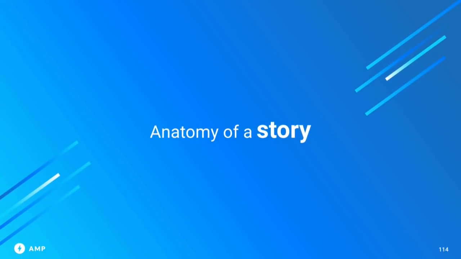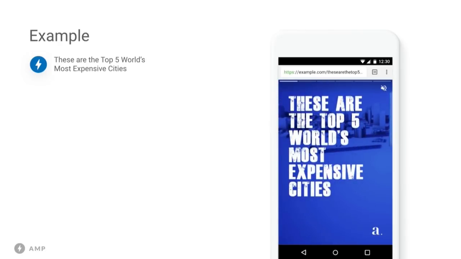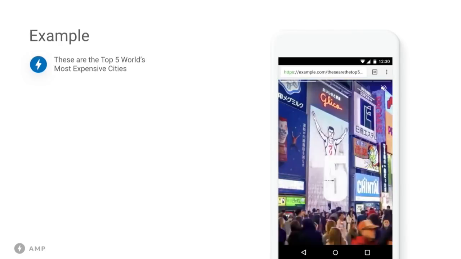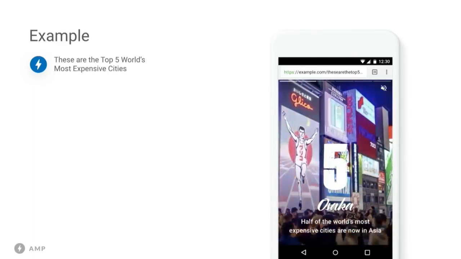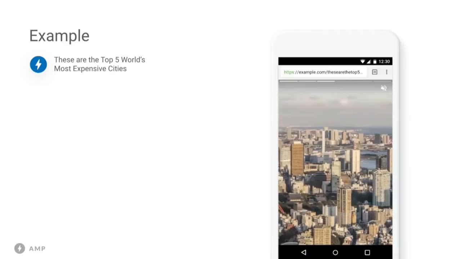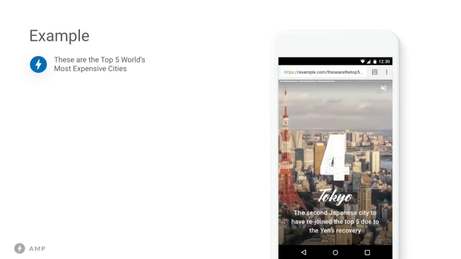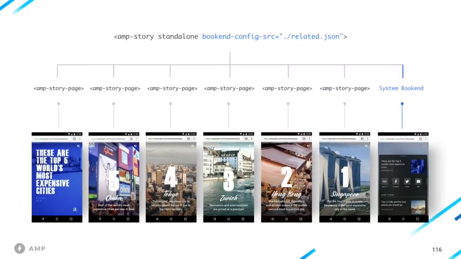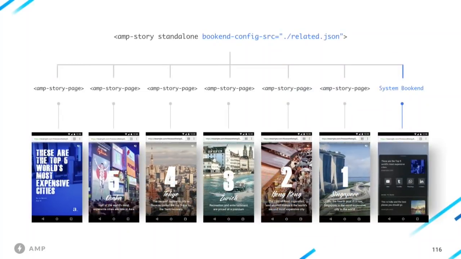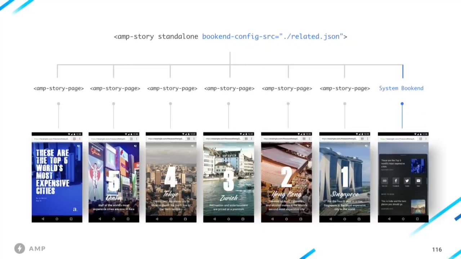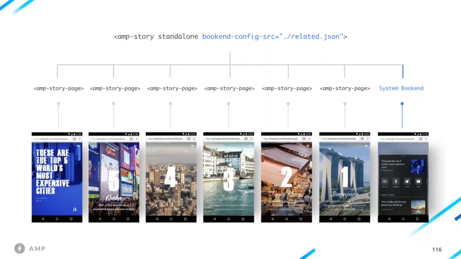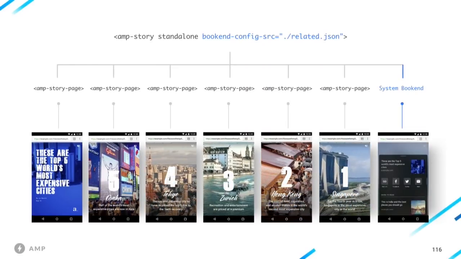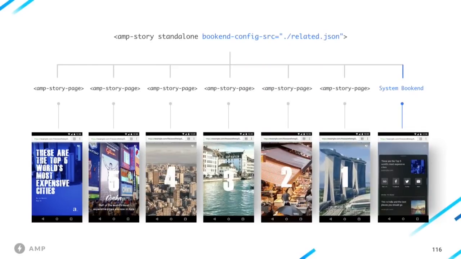So what makes up a story? To walk you through this, we created a fake example story of the 5 most expensive cities in the world. After the initial cover of the story, we walk through each of the 5 most expensive cities one by one, giving details on why they make the cut. And you can see them all laid out here. A story is made up of 1 or more pages, each represented by the AMP Story page tag. In our story, we have 1 cover page with the title of the story, followed by a single page for each of the 5 most expensive cities.